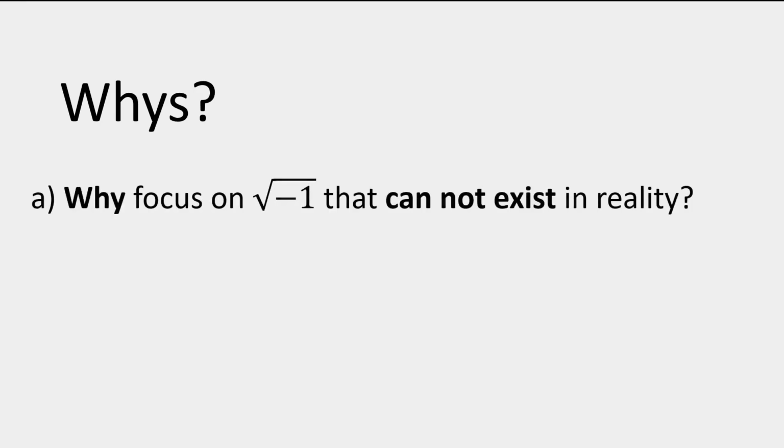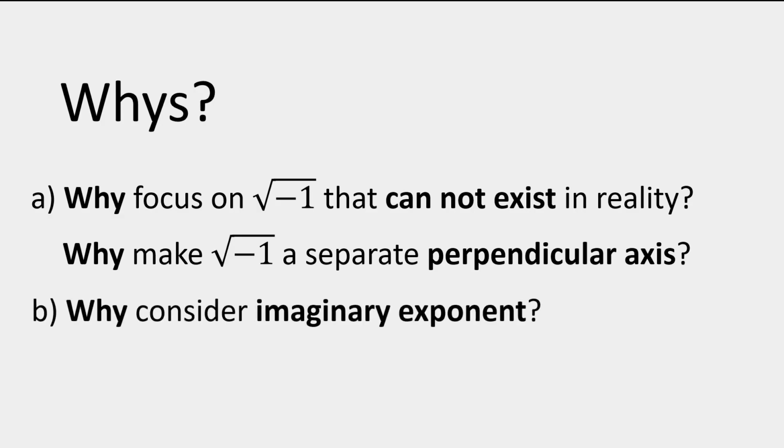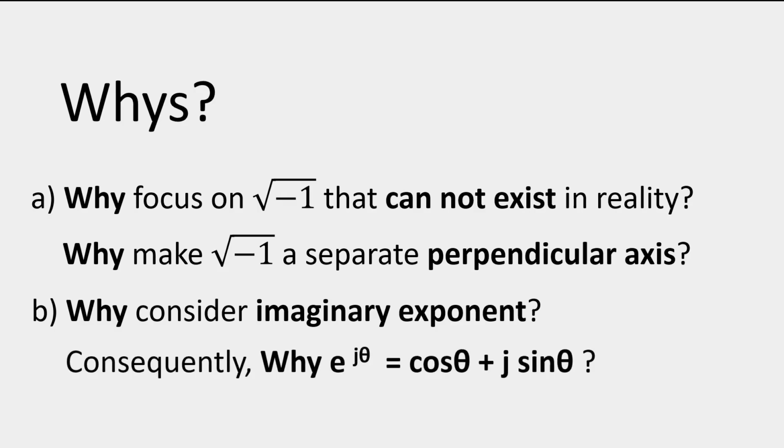Now comes the making peace part. I primarily had two main whys. Why focus on square root of -1 that cannot even exist in reality, and why consider it as a separate perpendicular axis. And secondly, why consider imaginary exponent, and how can e raised to an imaginary power be equal to cosine of that power plus j sine of that power.